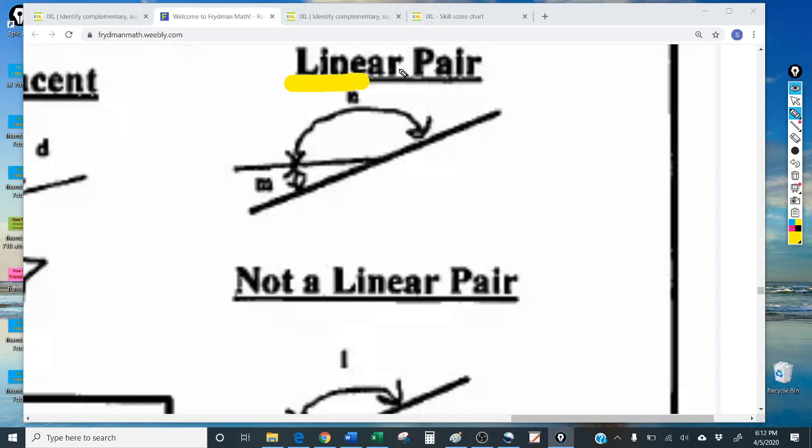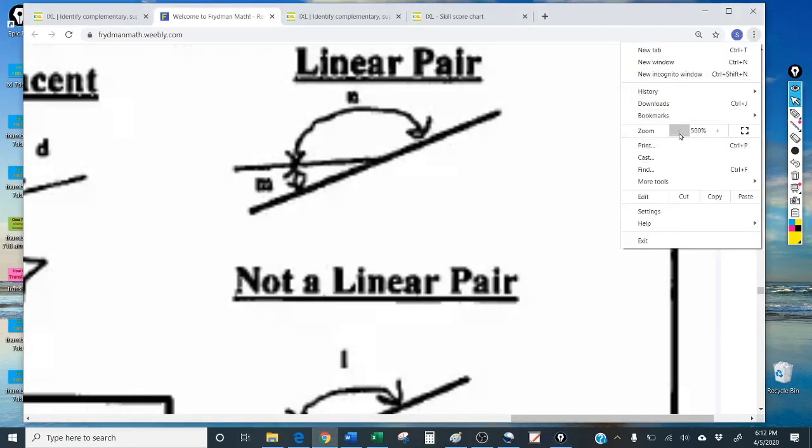So every time I ask that question to my classes, people always jump in with a lot of different answers. But the answer that we're most interested in right now is the word line. So you can see that the word line is right there inside the word linear. So that makes it easy to remember. All right, so I'm just going to read.